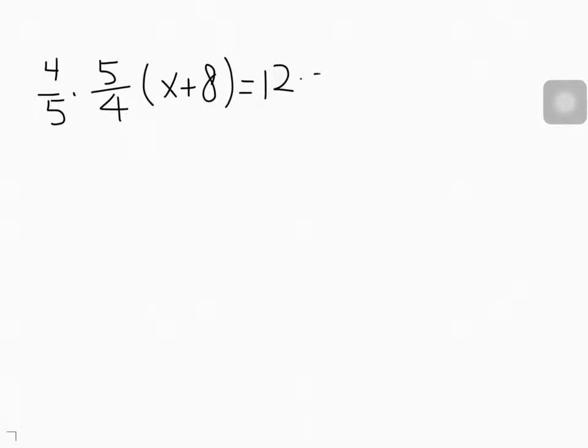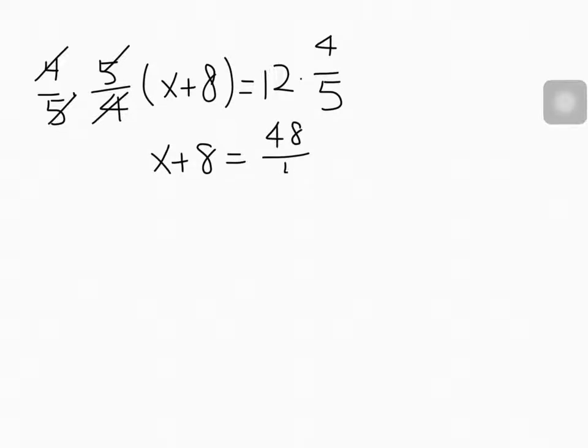Number 2, 5 over 4 times x plus 8 equals 12. So I'm going to undo whatever is done to the x. So I'm going to multiply both sides by 4/5. 4 and 4 get reduced, 5 and 5 get reduced. So on the left hand side I have x plus 8. On the right hand side I have 48 divided by 5.